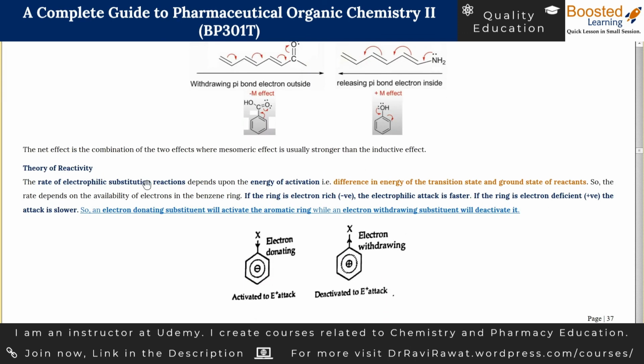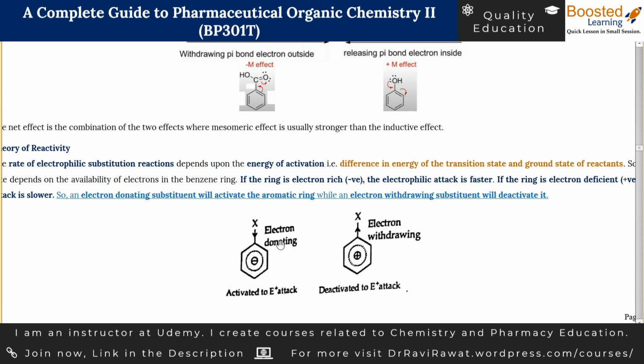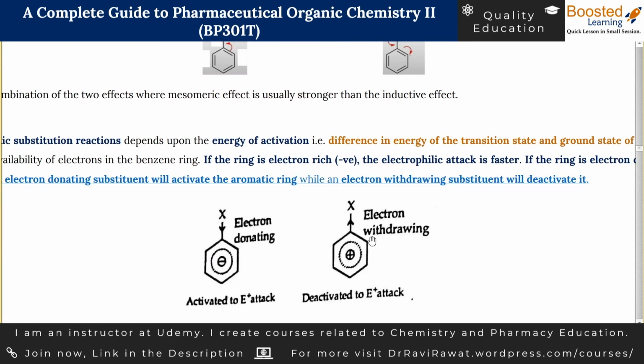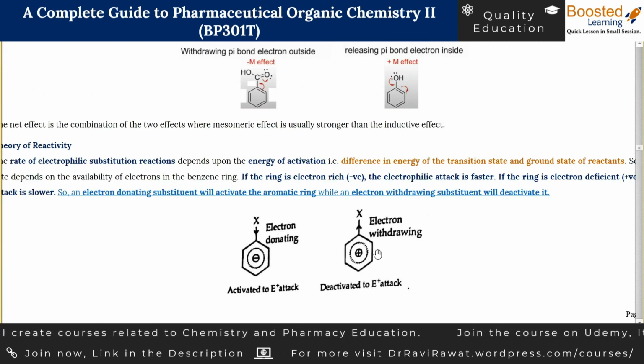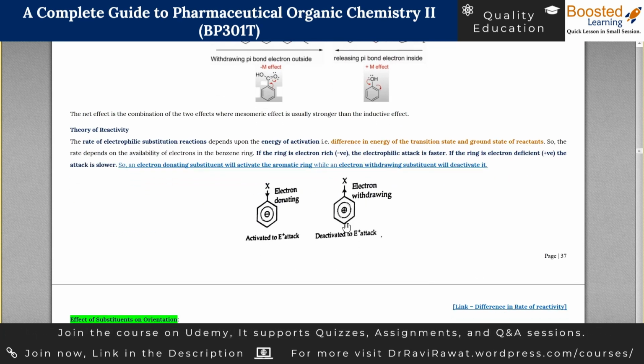Theory of reactivity is nothing but understanding how the substituent exerts effect through electron donation or withdrawal and affects the rate of the reaction of benzene. So this is the definition for it. I hope it is clear. The electron donating groups are going to increase the rate of the reaction and the electron withdrawing groups are going to decrease the rate of the reaction. So that is all. With this we have finished the topic effect of substituent on reactivity.